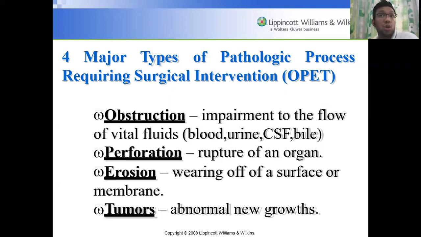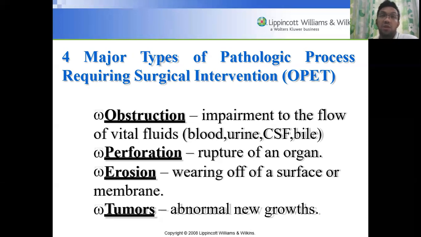There may be an obstruction inside the patient's organs, such as impairment to the flow of vital fluid such as blood, urine, CSF, or even bile. So there's something wrong with regards to the blood vessels, to the urinary system, the digestive system, and the other structures of the body.